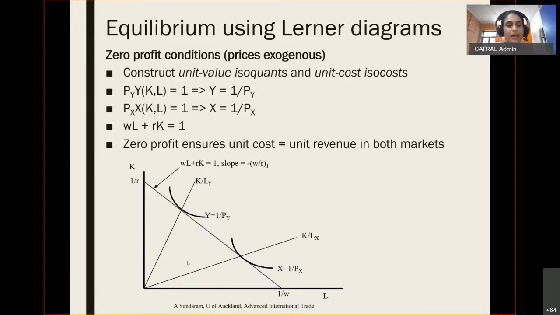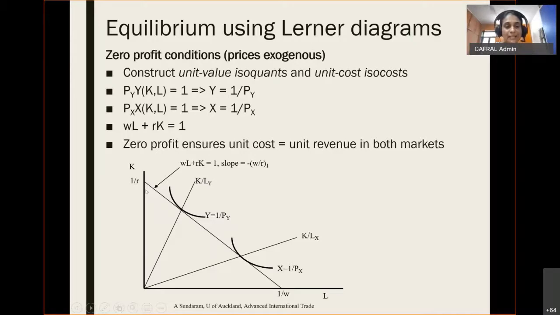Now, once I put in these two isoquants, I'm going to bring in the isocost line. What is the isocost line? The equation for that is just WL plus RK equals 1. In other words, the total cost of production equals $1. That's the isocost line. So the slope of that isocost line is simply negative W over R. So the isocost line is going to hit the x-axis at intercept 1 over W. It hits the y-axis at intercept 1 over R.